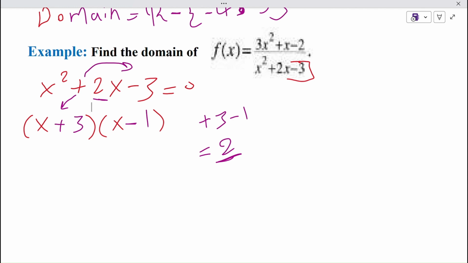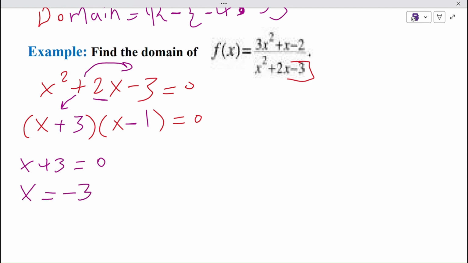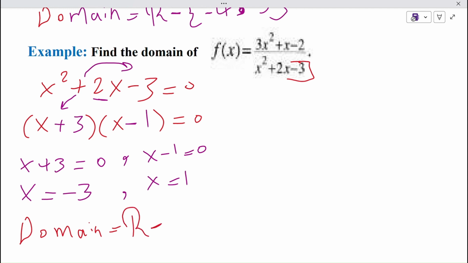So this is right. Equal to 0. Then find out the value of x. The value of x, here, x plus 3 is equal to 0. Then x is equal to minus 3. This is the first value. What about the second value? X minus 1 is equal to 0. X is equal to 1. This is the second value. What about the domain? Domain is equal to R, all real numbers, except the values of x, minus 3 and 1. I hope it's clear for you all. This is about the domain.